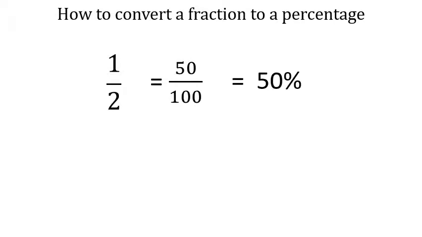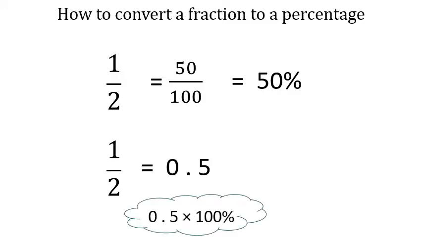To convert a fraction to a percentage, you can either use the fraction and change the denominator to 100 using equivalent fractions. We know that percent means out of 100, or use the decimal by multiplying it by 100. We know that a half is the same as 50 over 100, and as we know out of 100 means percent, this is 50%. Or we can use the decimal as 0.5 and then multiply by 100%, getting 50%.